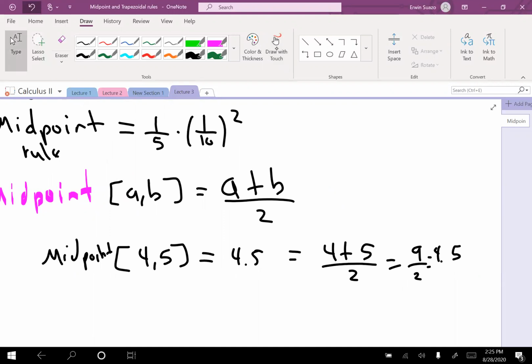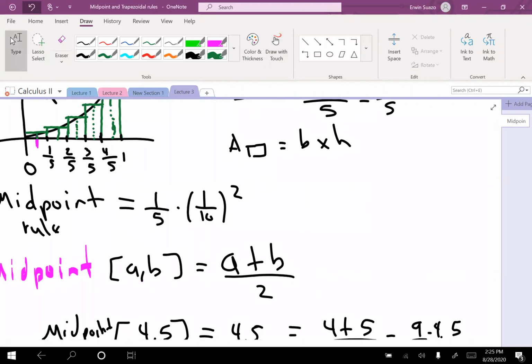So here, my midpoint for the first one, so it's 0 plus 1/5 divided by 2. So that's why it's 1/10. The next one, who tells me what is it? What is the midpoint between 1/5 and 2/5? 1/5 plus 2/5 divided by 2.